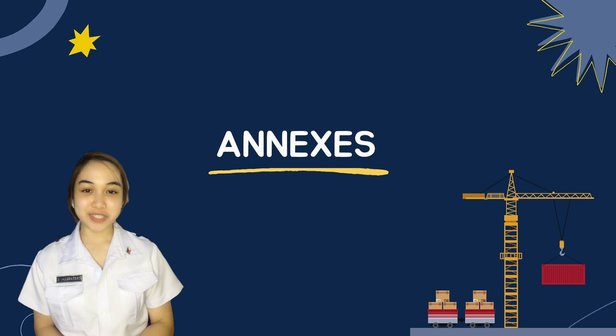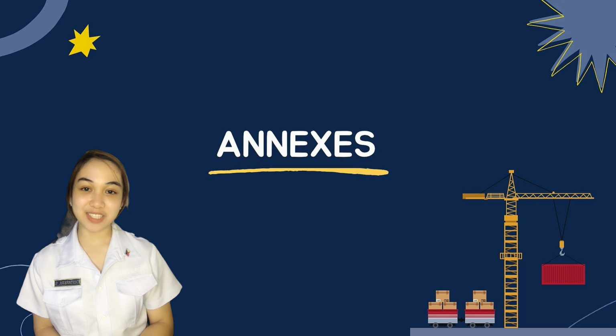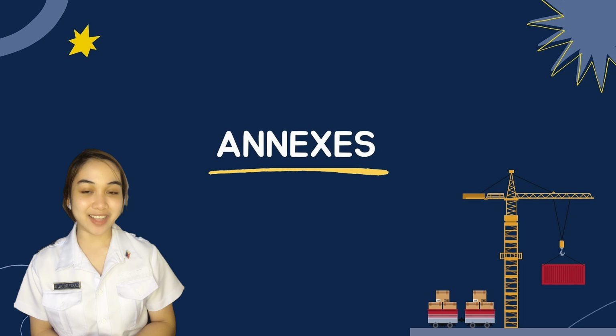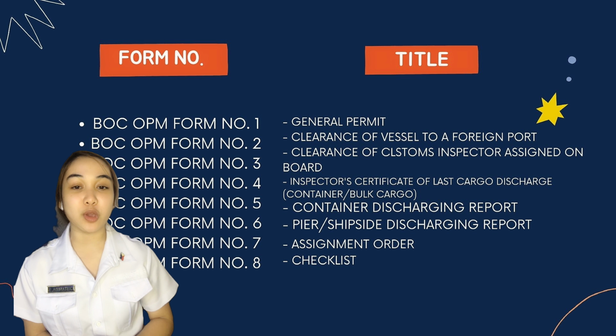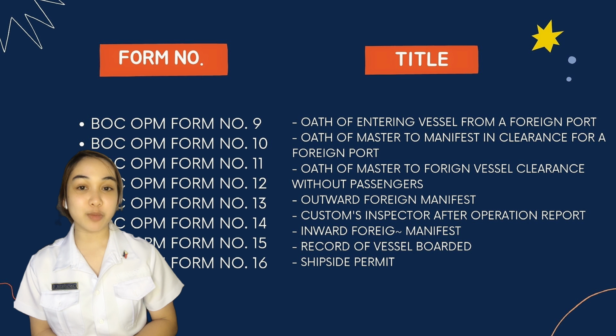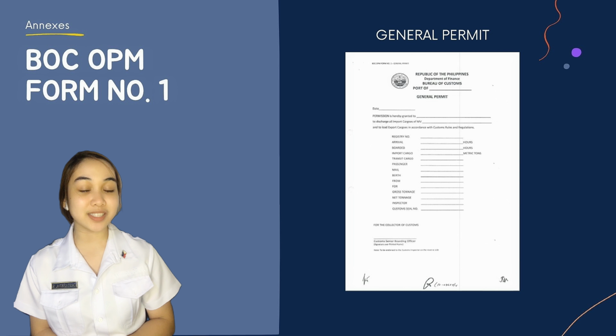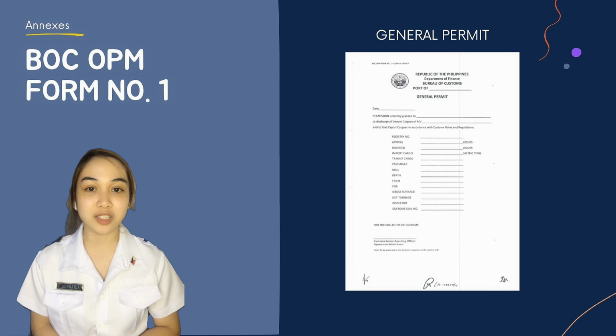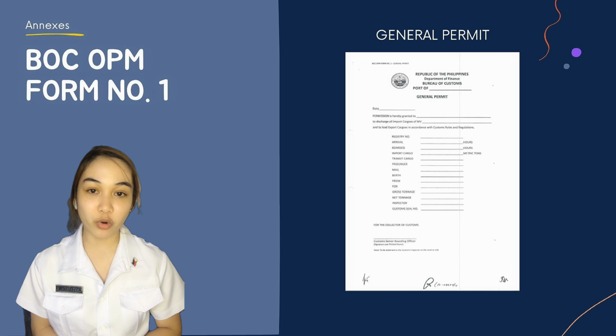Okay, so let's proceed to our next objective for this lesson, which is to tackle the annexes of the Customs Memorandum Order 22-2010, and these are the following list of the BOC-OPM forms. The BOC-OPM form number 1 is the General Permit. The General Permit shall be endorsed by the Customs Inspector assigned on board the vessel.